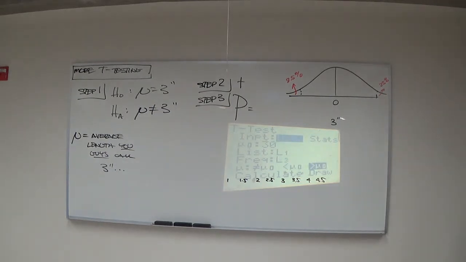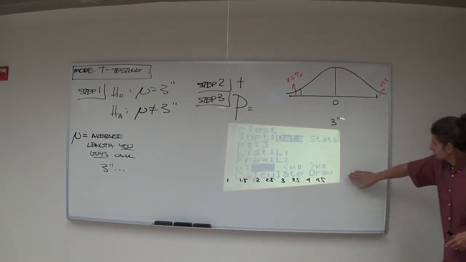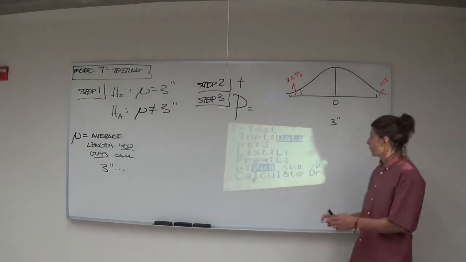Set everything up. Data is what we want. Our mu naught is just 3. We're going with 3 inches. List L1, frequency L3, or excuse me, L2, right? L2. And let's go with the two-tail.